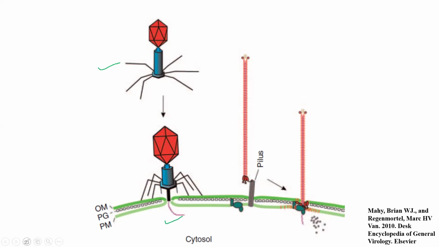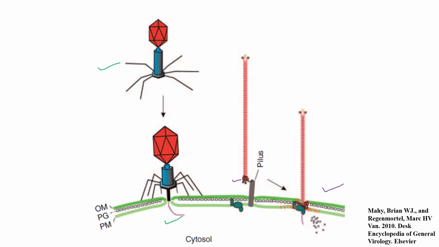In contrast, the filamentous bacteriophages infect male or F plus E. coli cells, and the receptor site is the F pilus. The P3 protein attaches to the F pilus, and then the pilus retracts or contracts, and the phage is brought to the cell surface.